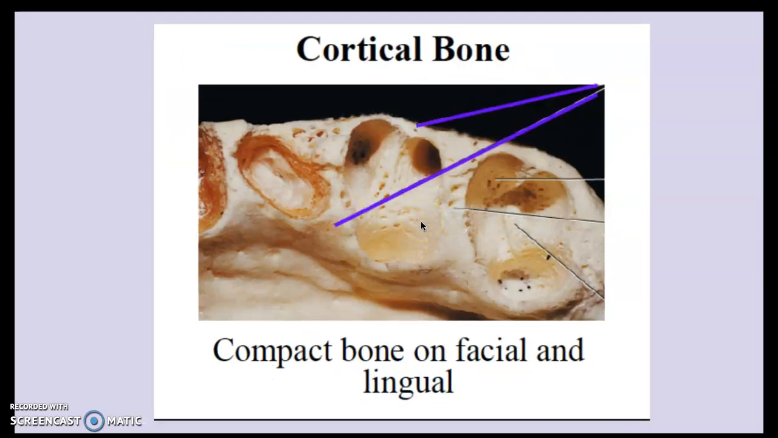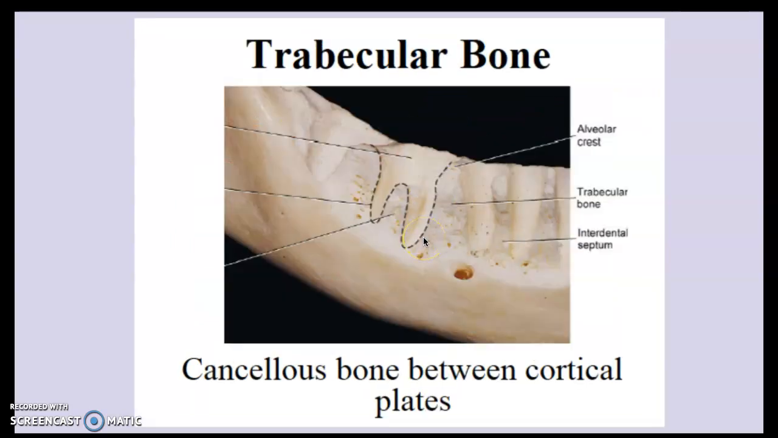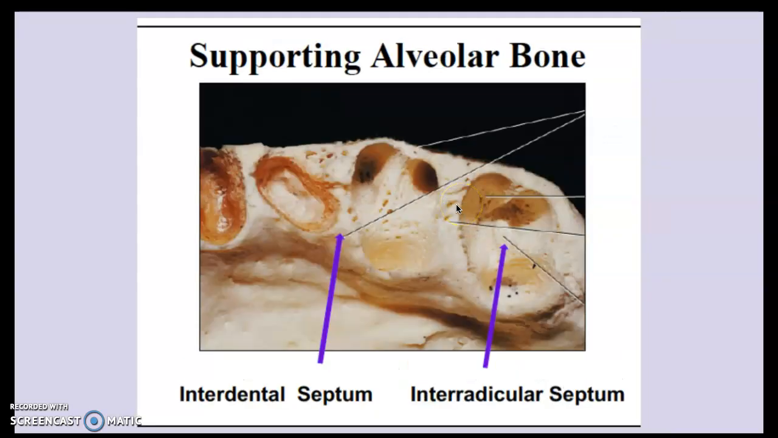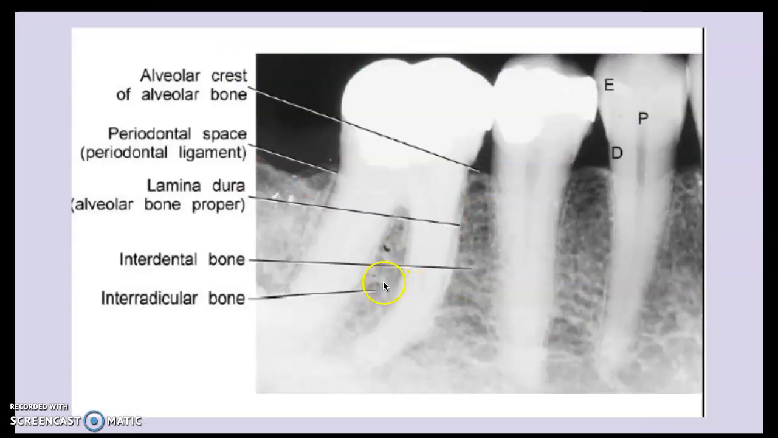So supporting alveolar bone consists of cortical bone and trabecular bone. Cortical bone is compact bone on the facial and lingual. Trabecular bone is cancellous bone between the cortical plates. Supporting bone has two septums. It has an interdental septum and an interradicular septum. It's exactly what you think. So here's the interdental in between two teeth. Interradicular is right in between that crotch area.